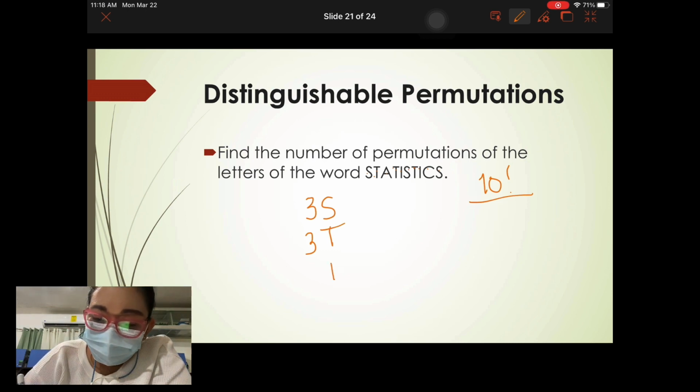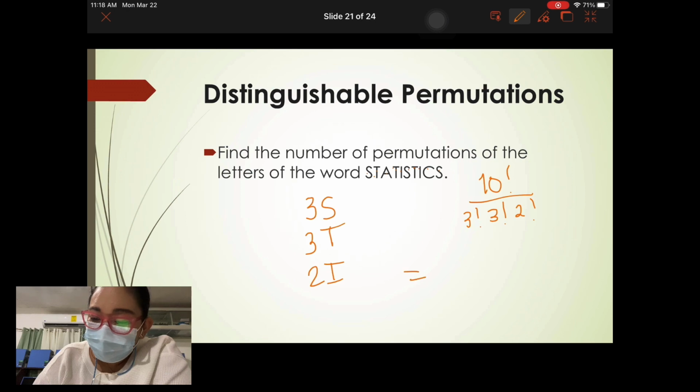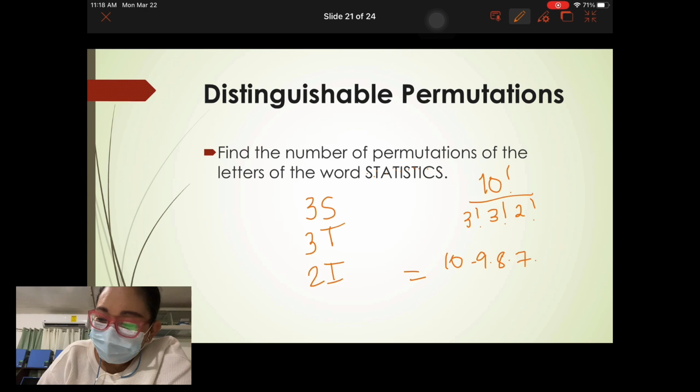And then, I's. We have 2 I's. So, since these are all repeating, we're going to divide that 10 factorial with these 3 things. 3 factorial for the S, 3 factorial for the T, and 2 factorial for the I. Okay? So, significantly mababawasan talaga yung permutations natin na magagawa. Okay? So, 10, 9, 8, 7, 6, 5, 4, 3, 2, 1.